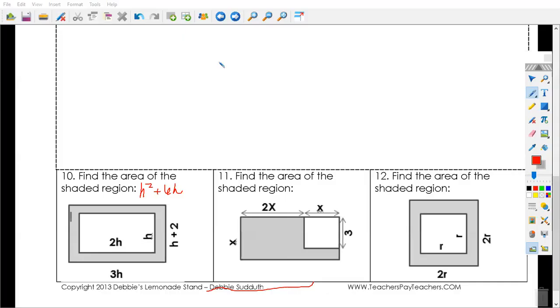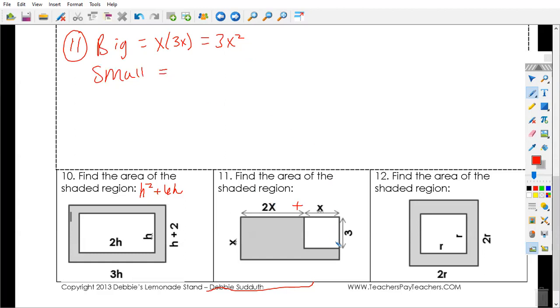All right, let's see how we did. So on 11, what's the area of our big? Good job. And so for the area of big, you have your x, and then this is 2x plus x. So that makes 3x. So that gives you 3x squared. The area of your small, it's just going to be 3x, right? Its length and its width is 3x. So again, you're subtracting big minus small. So we have 3x squared minus 3x. That's all you could do.